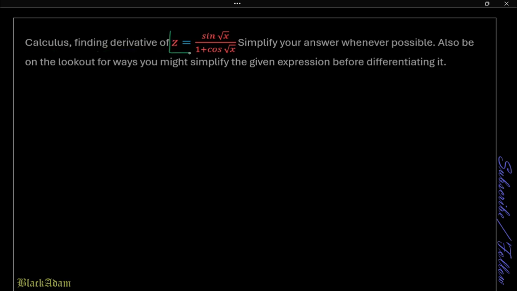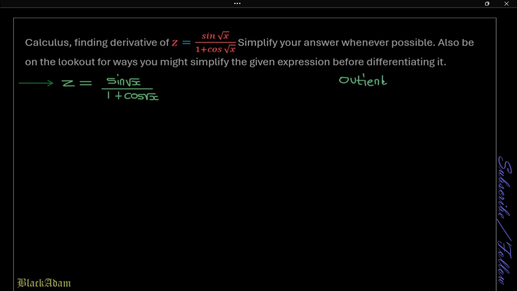Welcome to calculus. We have z equals sine root x over 1 plus cos root x. You need to simplify and then express your answer in a simplified version. So z is sine root x over 1 plus cos root x, and that's going to be our u, and that's going to be our v. So we use the quotient rule.